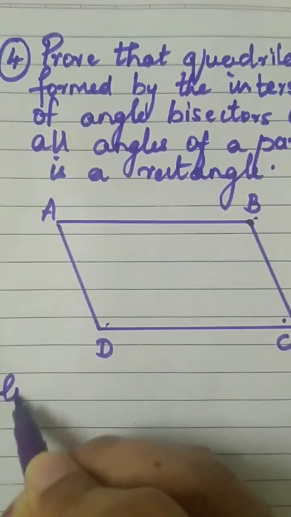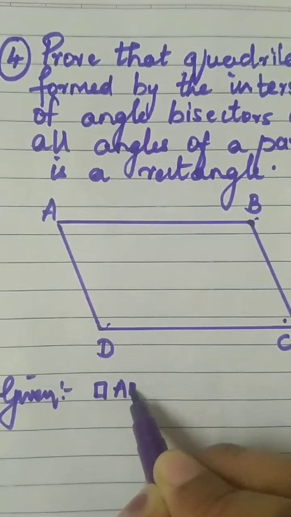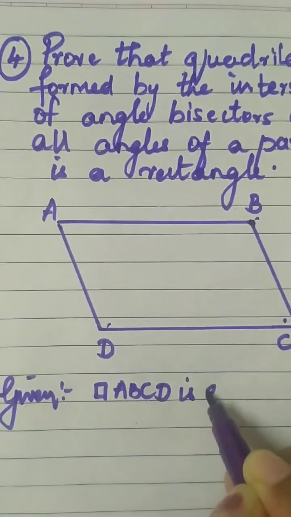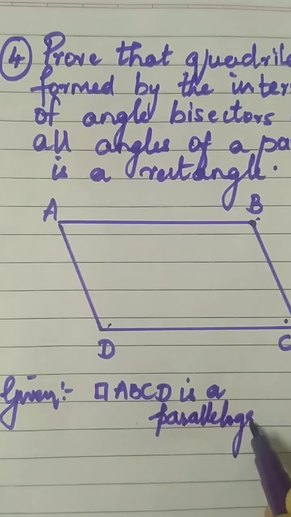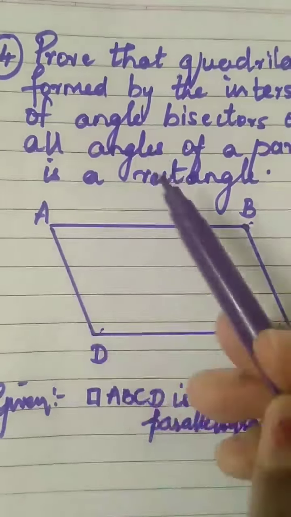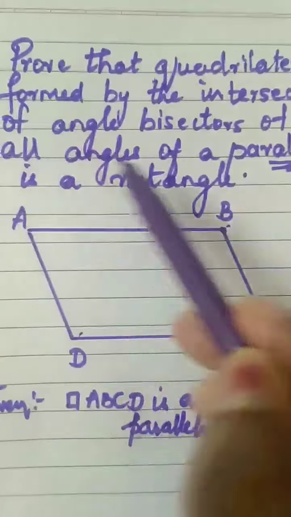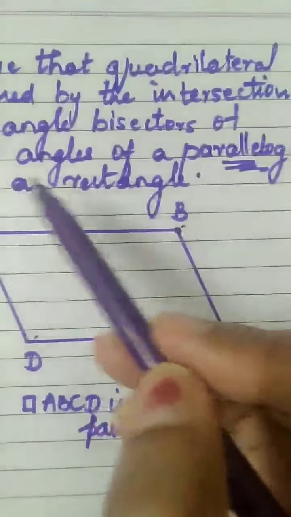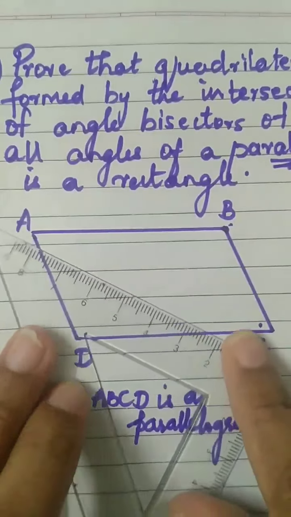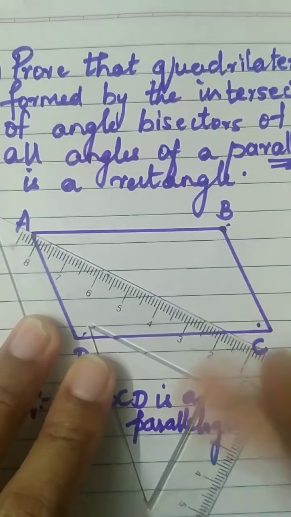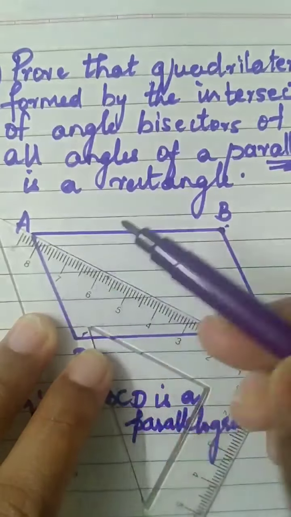So let us write given first. Quadrilateral ABCD is a parallelogram. That is given. Now what we have to prove? Prove that the quadrilateral formed by intersection of angle bisectors of all angles of the parallelogram. So now for this parallelogram, we have to show the angle bisector. Angle bisector of A. Angle bisector means the ray which divides the angle into two equal parts.